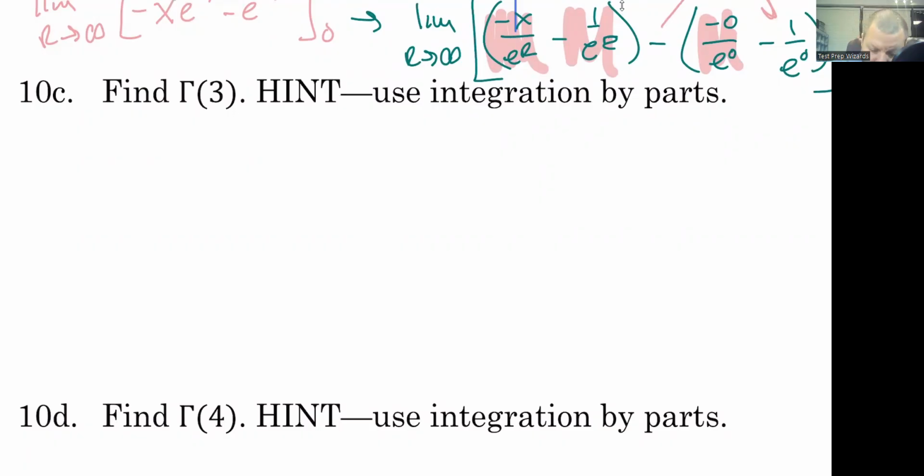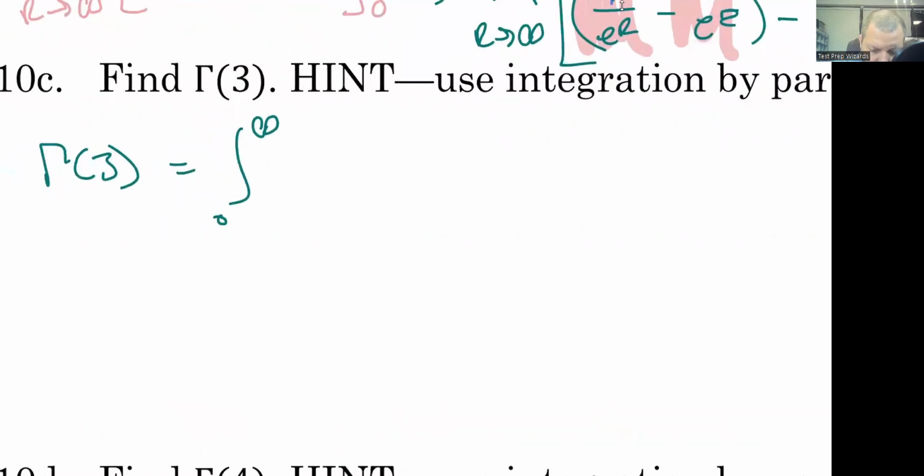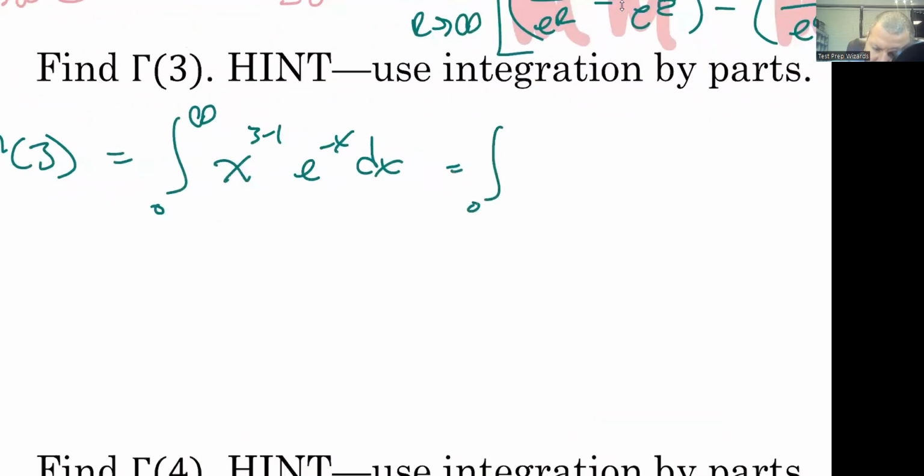So for gamma 3, let's start off with the definition: the integral from 0 to infinity of x to the 3 minus 1, e to the negative x dx. So we're going to get the integral from 0 to infinity of x squared e to the negative x dx. And again, we would need to use integration by parts.